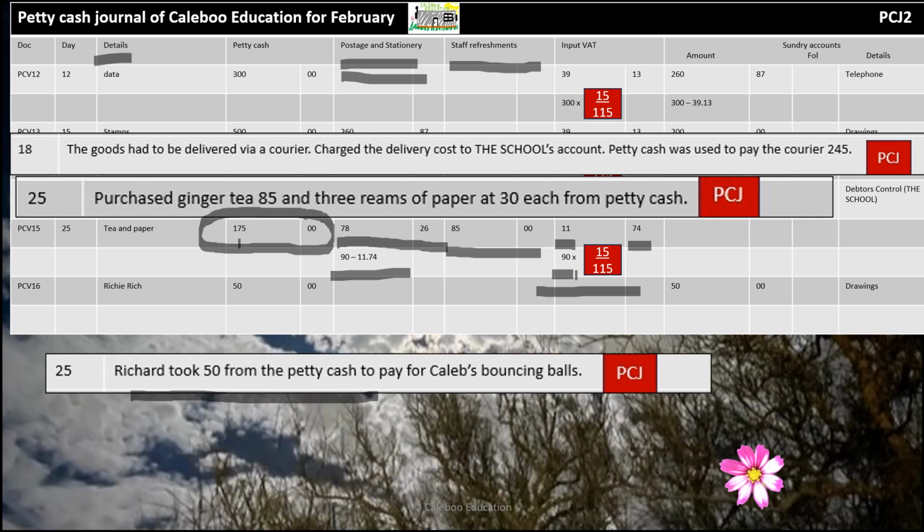Then Richard took 50 Rand. My wife's gone and recorded Richie Rich, getting quite familiar in the business.